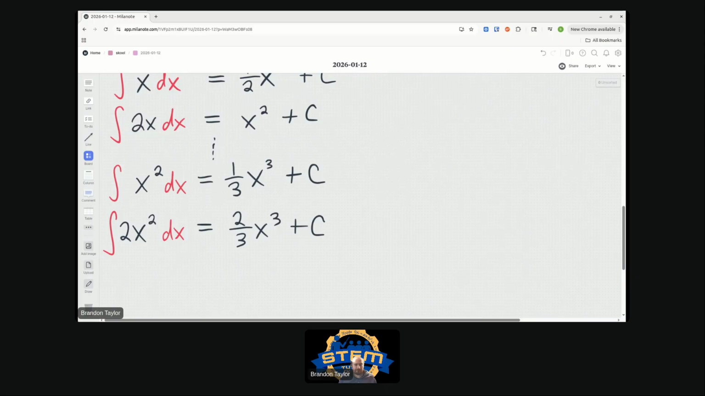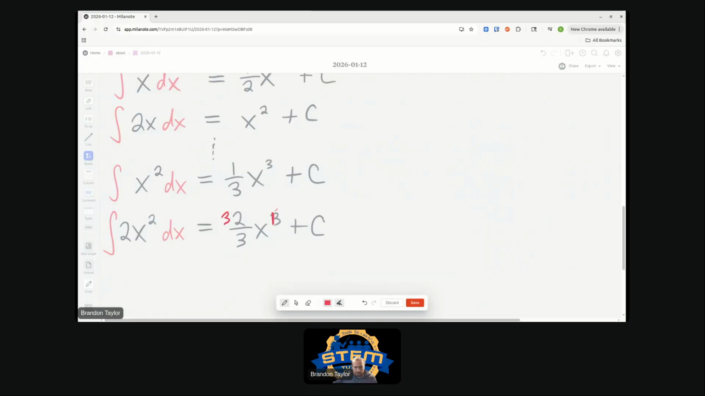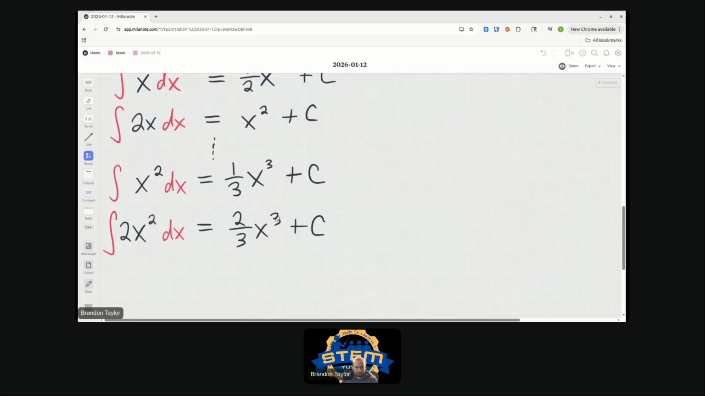So here, if you do that, think about it. What would happen if you take the derivative of 2/3 x cubed plus c? We would bring the 3 out front, subtract 1, so it would become 2 right there. So the 3/3 cancels out, and we're left with 2x squared, which is what we have here. So that's how you can hopefully see that that is correct.